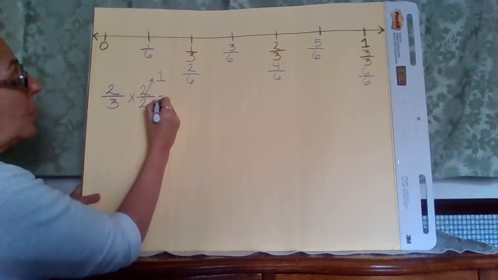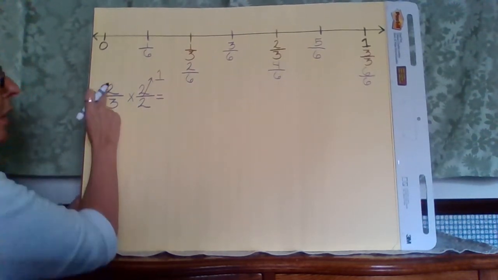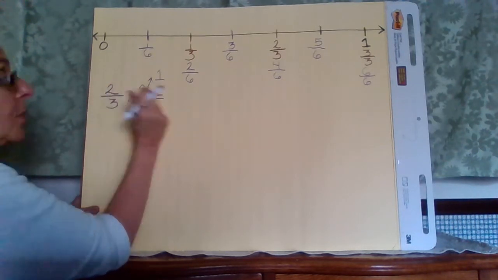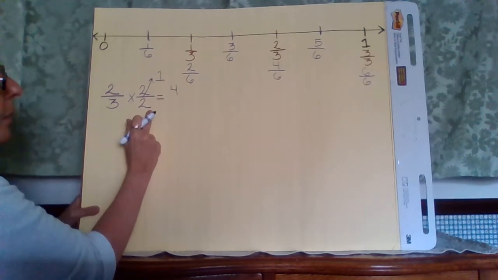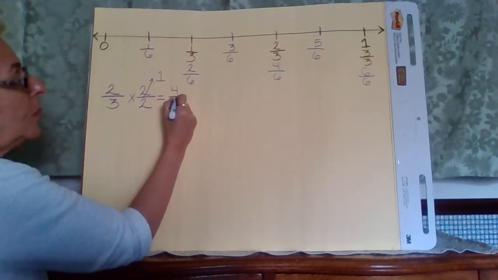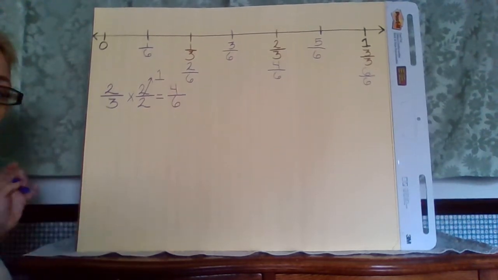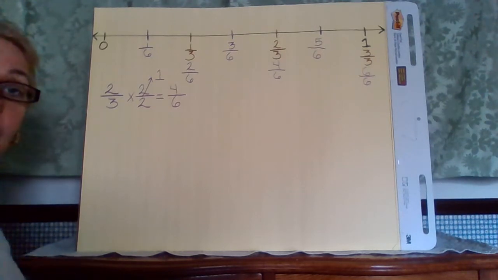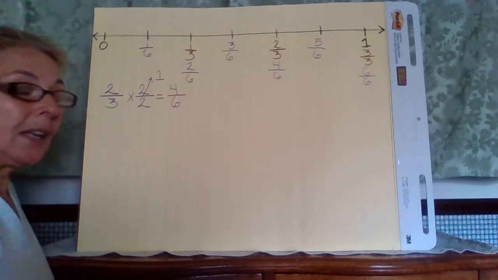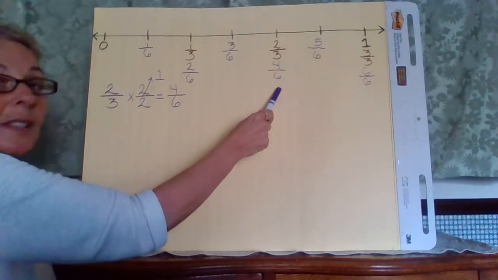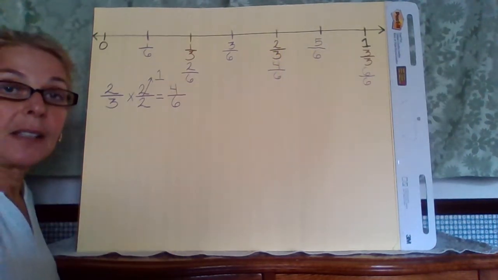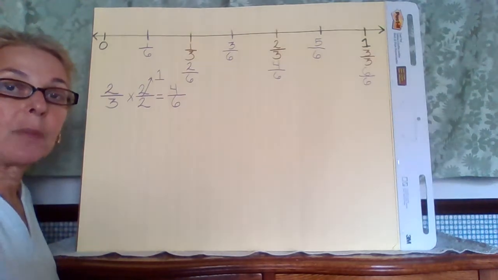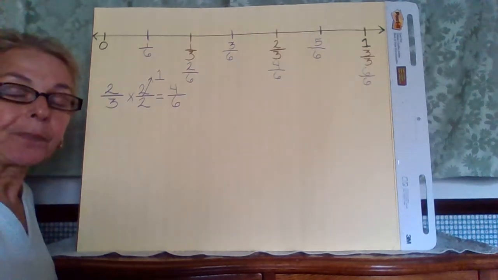Now, if we go ahead and we do that multiplication, multiply the numerators, 2 times 2, that gives me 4. Multiply the denominators, 3 times 2, that gives me 6. So what I just found was an equivalent fraction for 2/3 that's equal to 4/6. And we see on our number line, 2/3 and 4/6 actually measure the same point on the number line.